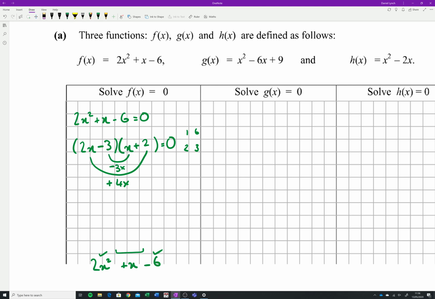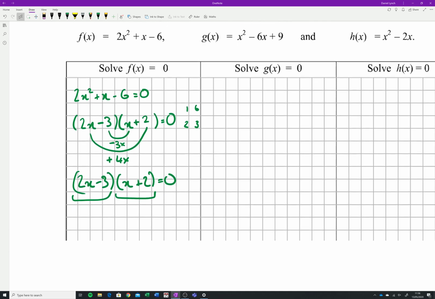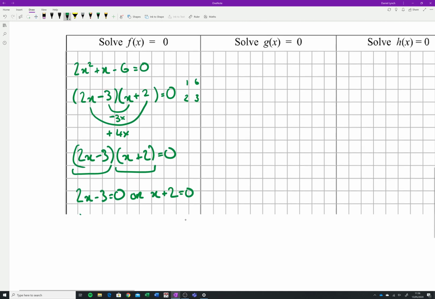So that just shows you that we have the right factors, but it didn't say just factorize it, it said solve it. So we've got something times something else equaling 0. If you have two numbers multiplying to give you 0, one of them has to be 0. So we have 2x minus 3 is 0, or x plus 2 is 0. And easy to solve from here. Add 3 to both sides, divide both sides by 2.